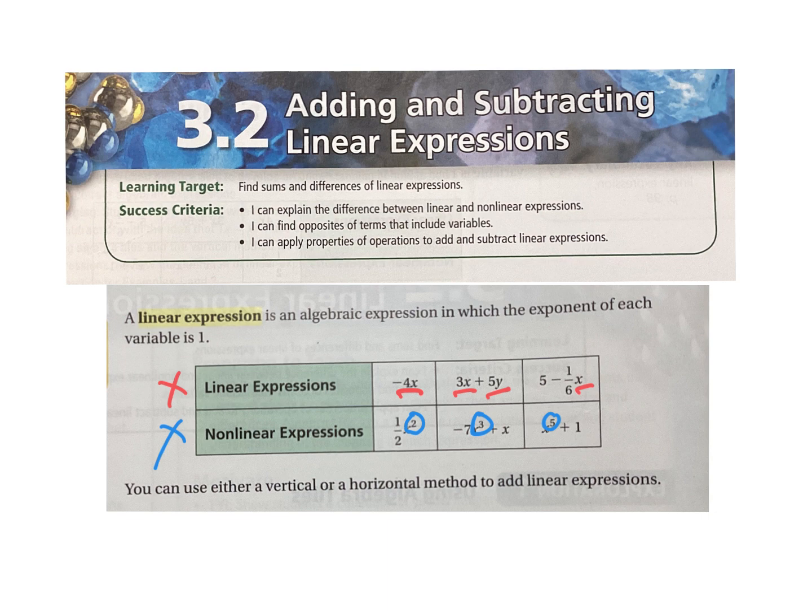So once you see an algebraic expression with a variable, and it has a higher than 1 exponent, then you know it is non-linear. And there are two ways to add and subtract them. You can either do it vertically or horizontally. And on the next page, we'll get to that, and I'll show you some examples.